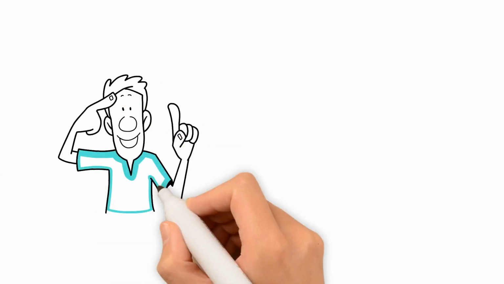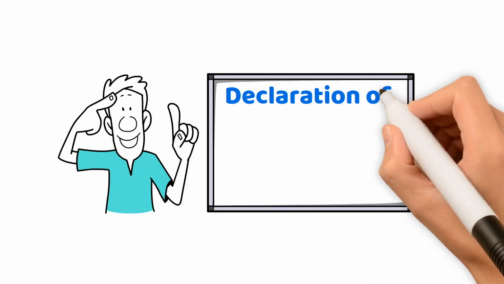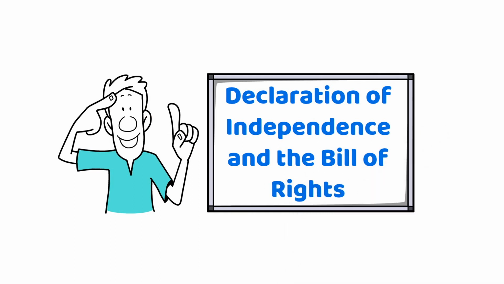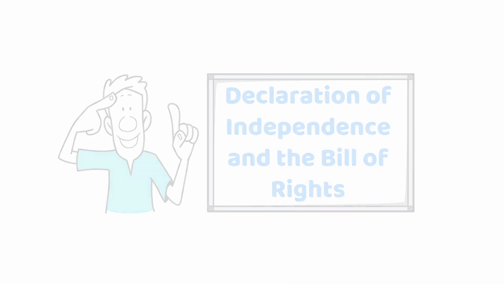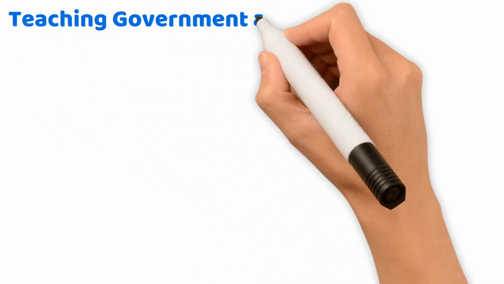Moreover, understanding key historical documents like the Declaration of Independence and the Bill of Rights is crucial as they encapsulate the ideals upon which the country was founded. Teaching government and civics effectively.